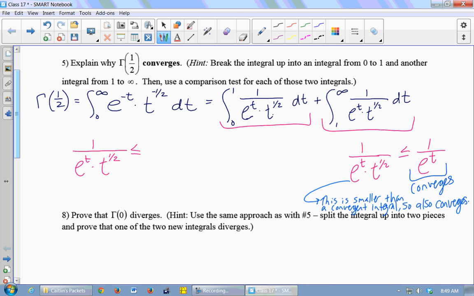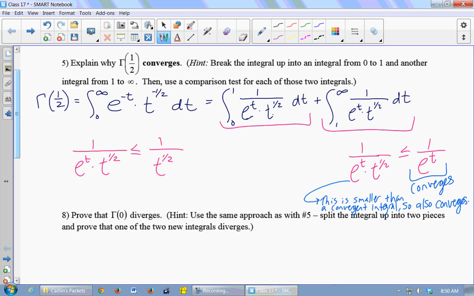So what else could I use instead of 1 over e to the t? 1 over t to the half. Is this inequality true? Yeah. So this denominator, I'm multiplying two increasing functions together. So when I multiply them, the product is going to be bigger than either of the factors. So this denominator is bigger than this denominator, so this fraction is smaller than this fraction.